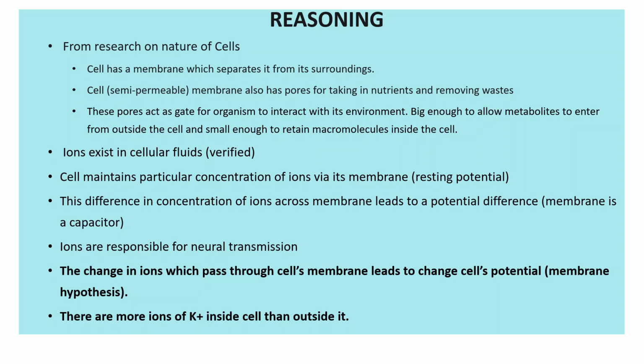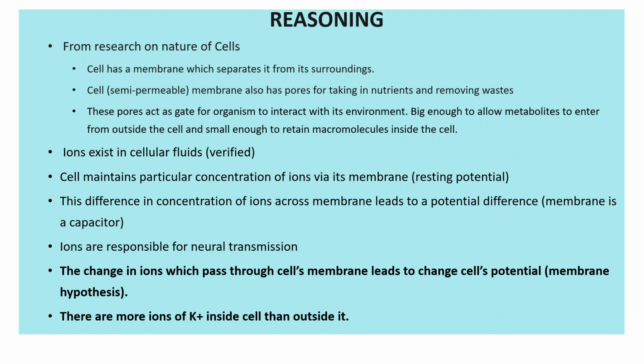And we also know that neurons conduct electricity. Electricity occurs due to the movement of charges, and charges are due to ions. So ions are responsible for electrical conduction in neurons. And so he found out that the change in ions across a cell membrane must cause change in the cell's potential, and ultimately is the cause for neural transmission or action potential, and that was known as the membrane hypothesis. And he also found out through various chemical techniques that there is more concentration of potassium ions inside the cell than outside it.